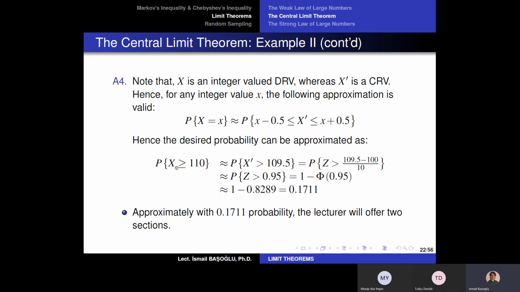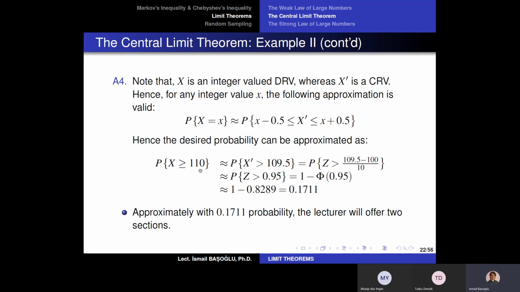And then we know that the probability of opening 2 sections, or the probability of the number of enrollments to the course to be greater than or equal to 110, is going to be approximated by the normal probability of x prime, which is the approximate normal random variable, to be greater than 109.5. Why so? Because I am including 110 here this time. 110 is included. So since this is included, for that integer, I am going to take an interval for the continuous random variable, which is minus plus 0.5 away from that integer.